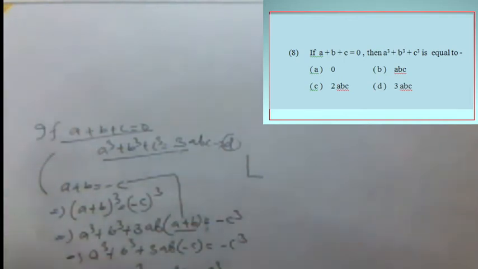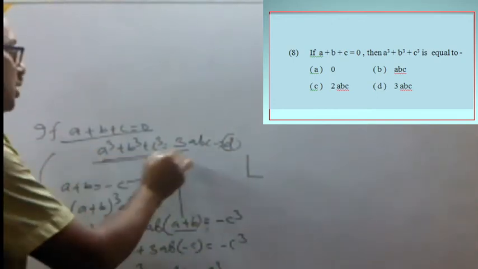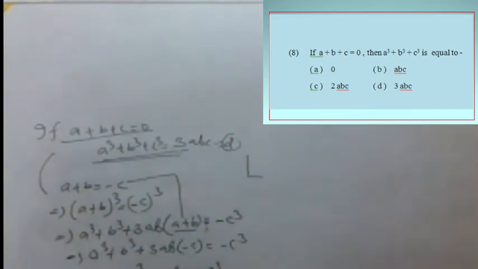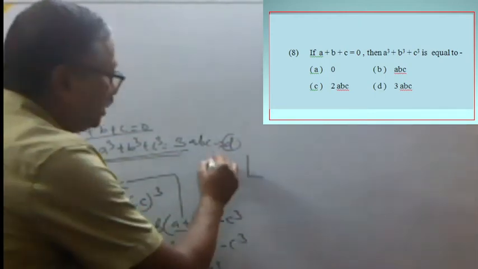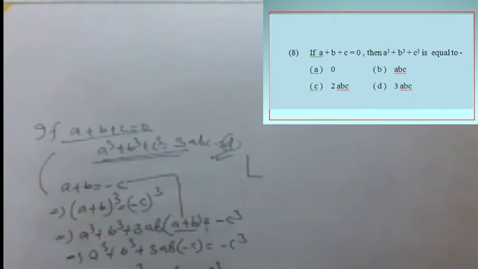So if a plus b plus c equal to 0, then a cube plus b cube plus c cube equal to 3abc. This is a conditional identity. So option D is the correct option.